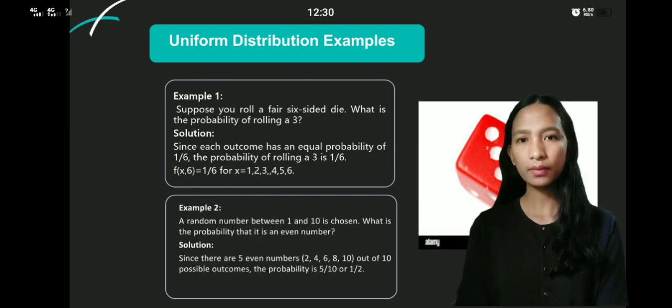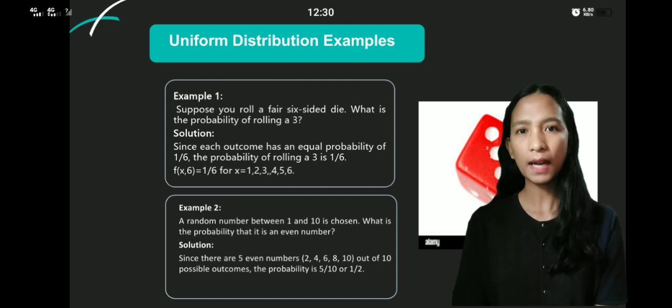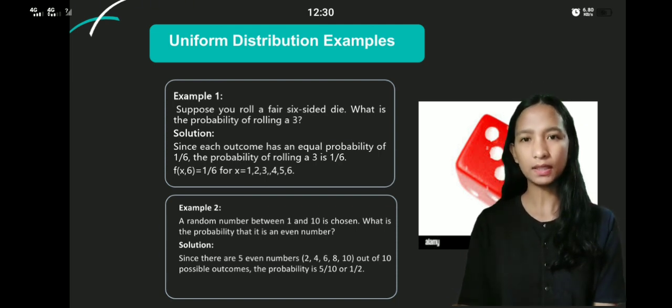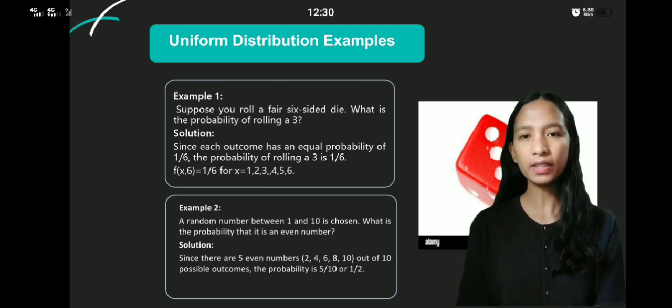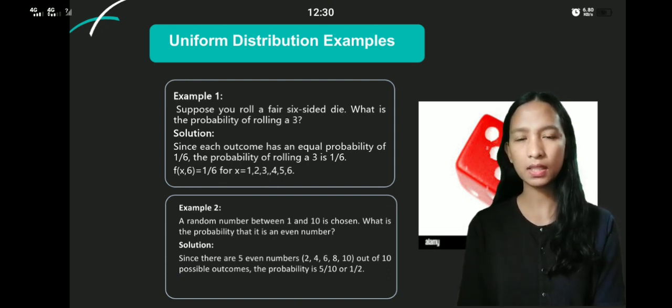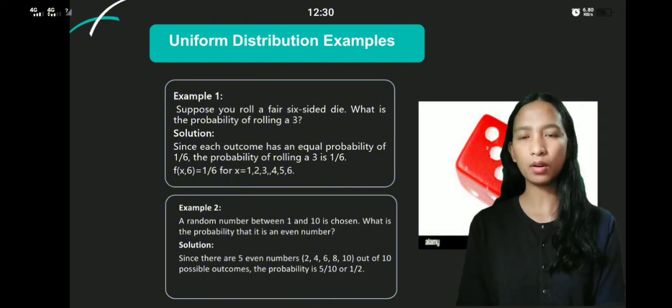Then, we have here another example. A random number between 1 and 10 is chosen. What is the probability that it is an even number? Since there are 5 even numbers, namely 2, 4, 6, 8, and 10 out of 10 possible outcomes, the probability is 5 over 10 or 1/2.